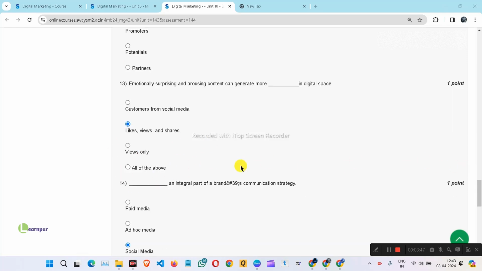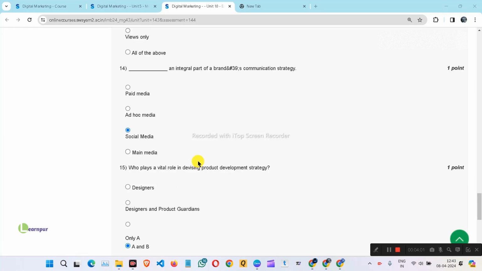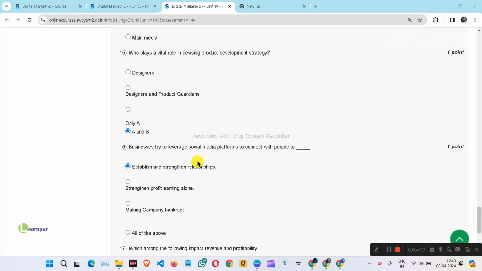For question number 13, emotionally surprising and arousing content can be generated more dash in digital space. The answer will be option B, likes, views and share. For question number 14, dash an integral part of a brand's communication strategy. The answer will be option C, social media. For question number 15, who plays a vital role in devising product and development strategy? The answer will be option D, A and B.